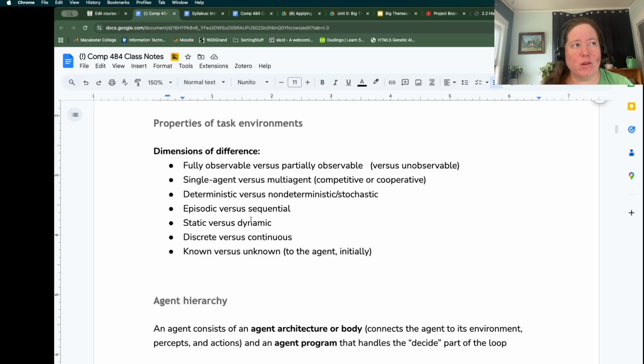So a non-deterministic environment would be one where there's some chance that I'd ask the pawn to move and it just doesn't move. Which reminds me a little bit of games in Alice in Wonderland, if you've ever read those books. An environment could be episodic versus sequential.